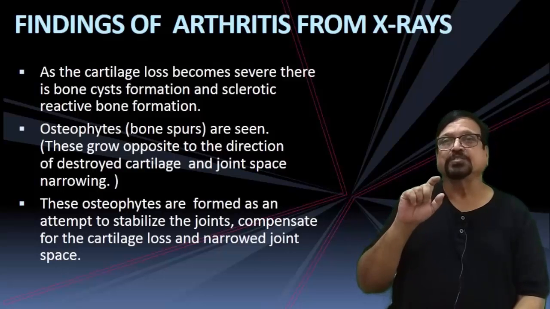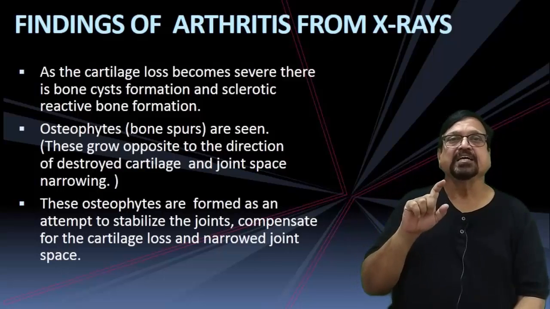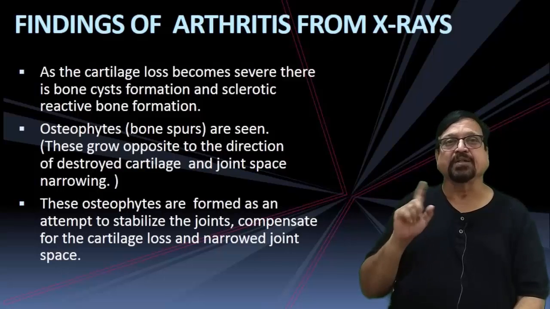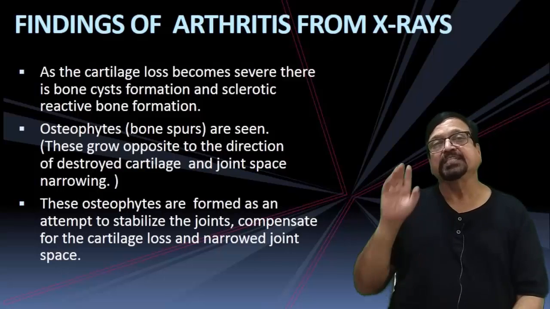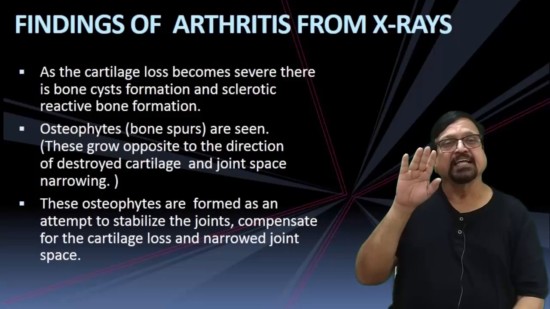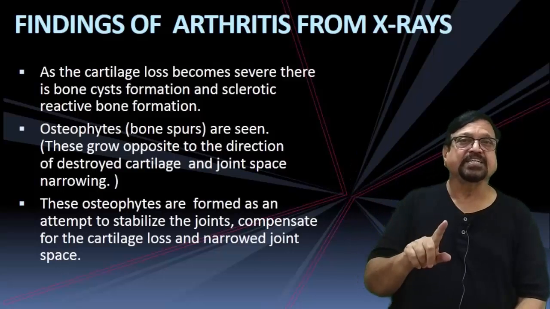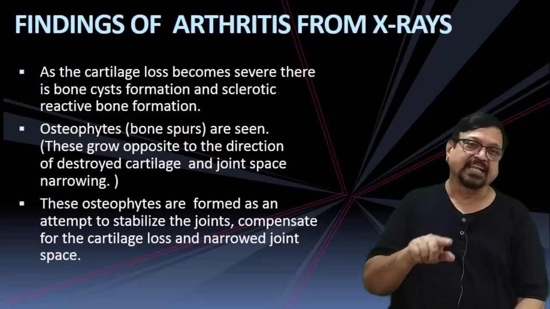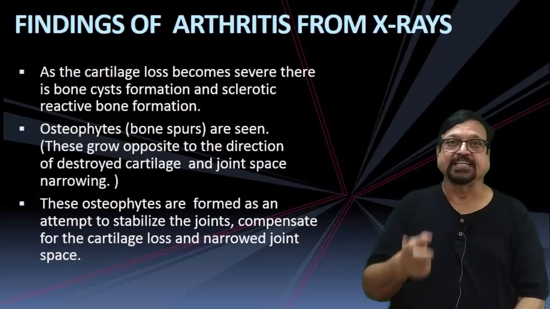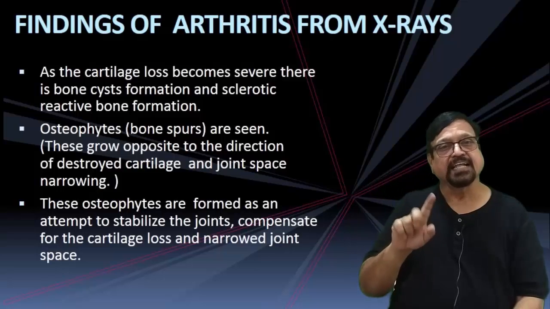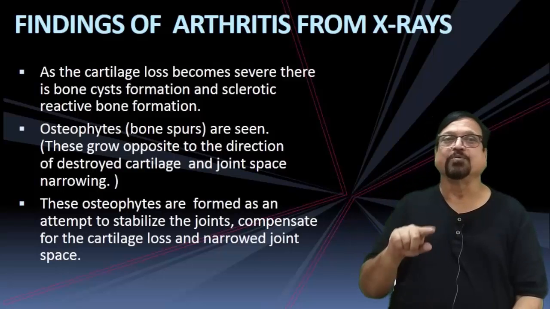As the cartilage loss becomes severe, there is bone cyst formation and sclerosis and reactive bone formation. Now this is the pathogenesis and radiological manifestation we are seeing side by side. Once the cartilage is lost, bone cysts are there. Once the bone cysts are there, cartilage is lost. Once the sclerosis is there, cartilage is lost. There is reactive bone formation.